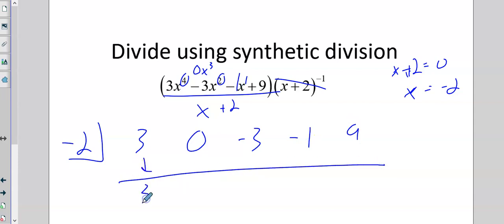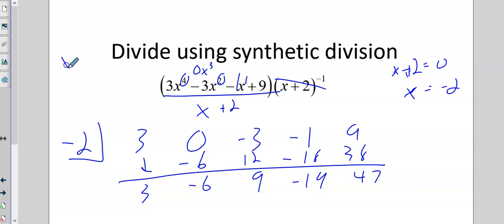Drop that 3 straight down and start the game. 3 times -2, add straight down. -6 times -2, positive 12, add straight down. -2 times 9, -18, add straight down. Multiply by -2, positive 38, 47.